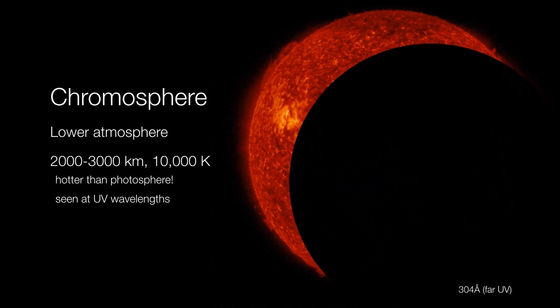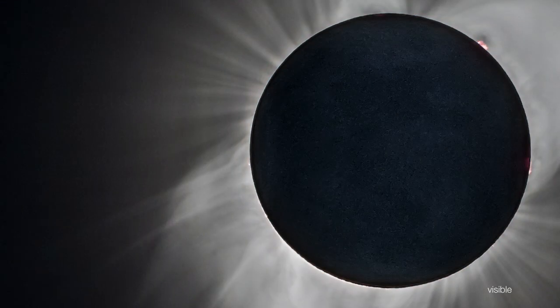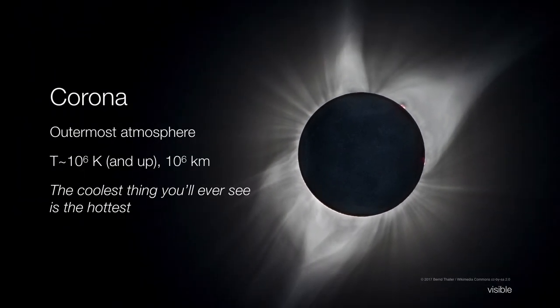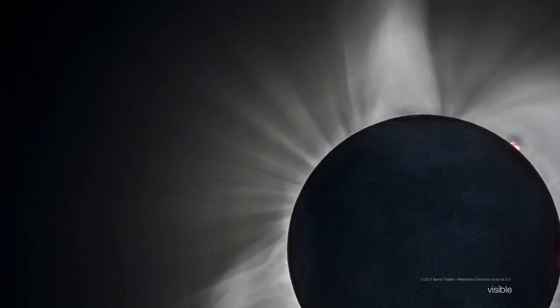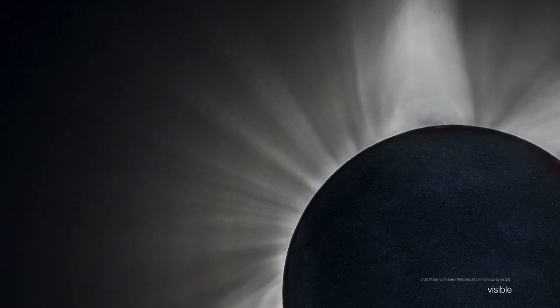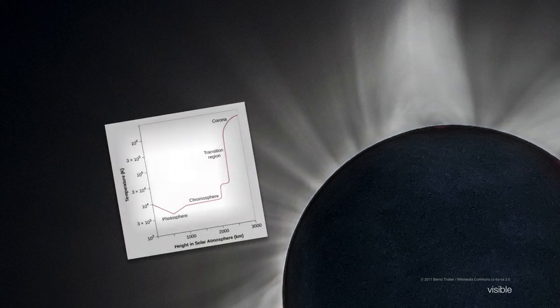However, if you're lucky enough to experience a total solar eclipse, you will find yourself gazing at the entire outer atmosphere of the sun. This is called the corona. And here, temperatures skyrocket up to as much as a million Kelvin, and even hotter. So as I like to say, if you get to see a total solar eclipse, you will see the sun's corona. But the coolest thing that you'll ever see is also going to be the hottest thing you'll ever see.